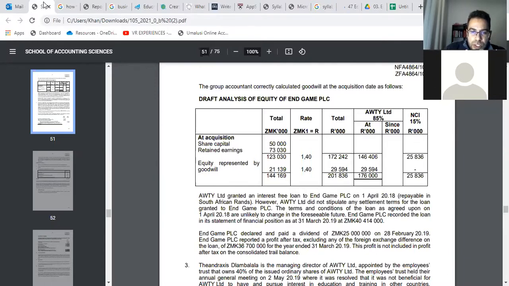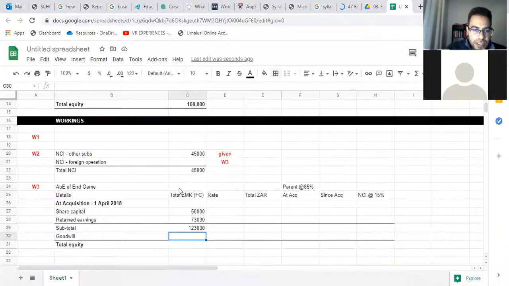Oh, they tell us goodwill is 21,139. Goodwill is 21,139. Okay, so the total equity over here is as follows, the sum. Now, the question is, what rate do we use?